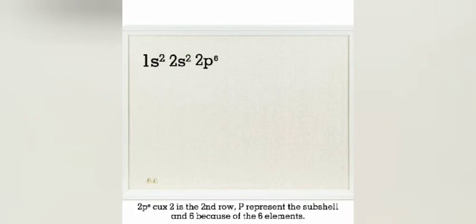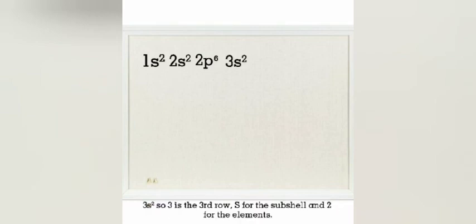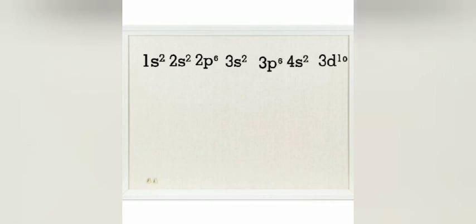2p6. The 2 is still representing the second row, p represents the p subshell, and 6 because we have 6 elements. So 3s2. The 3 represents the third row and the s represents the s subshell, and the 2 because we have 2 elements. 3p6, 4s2, 3d10.